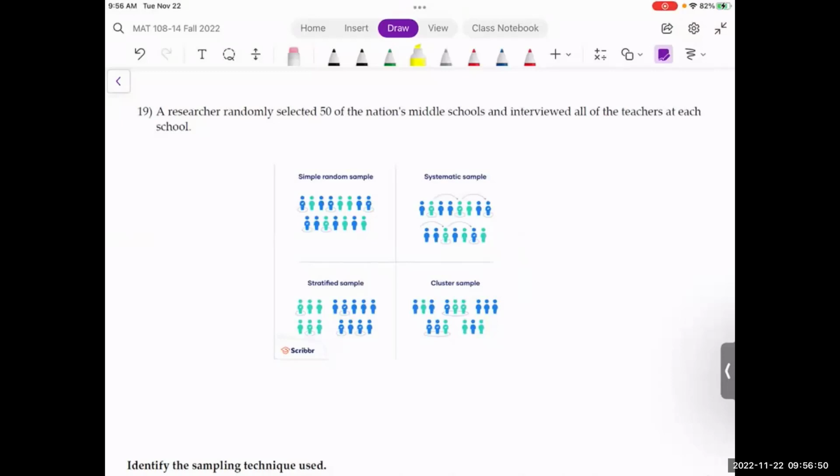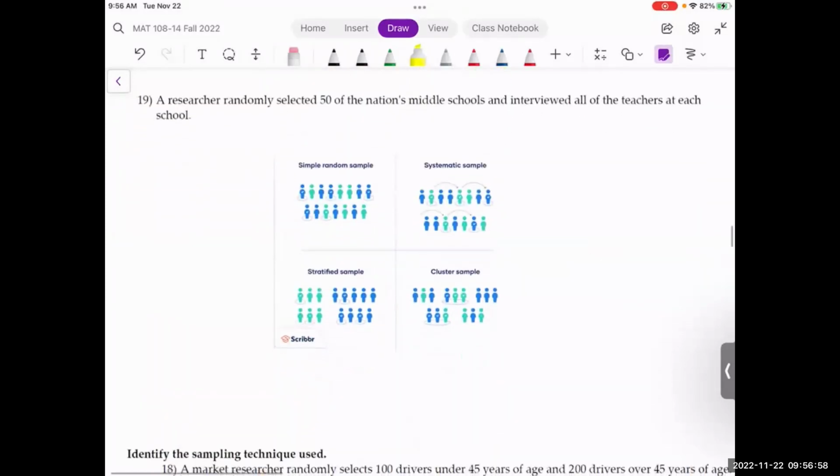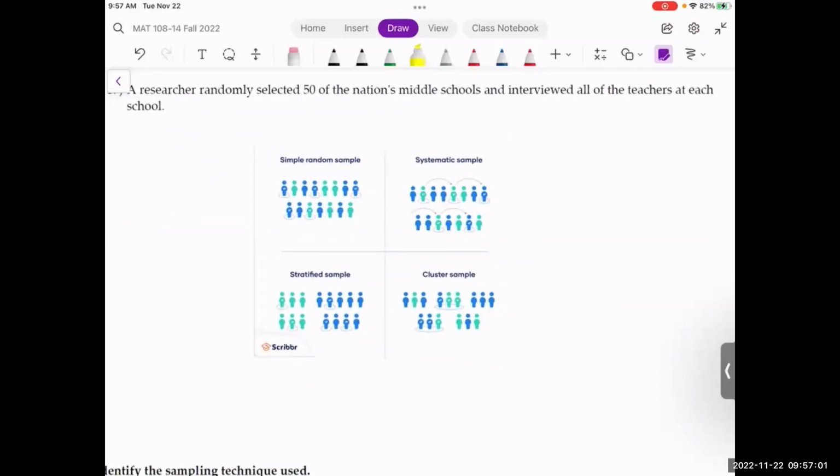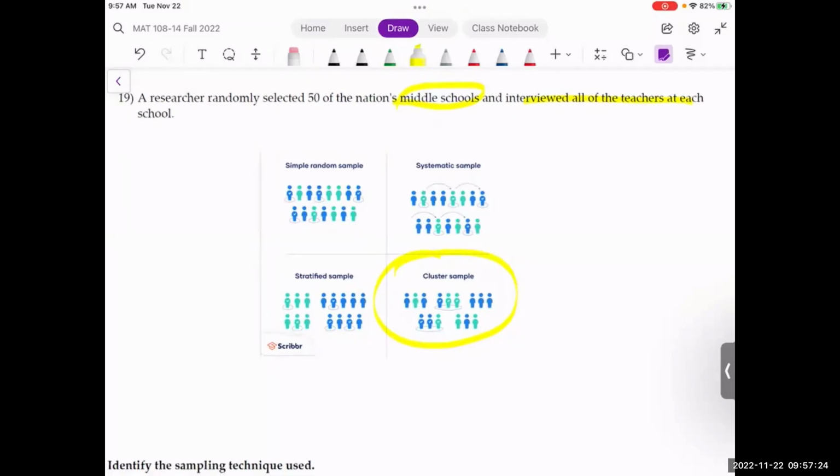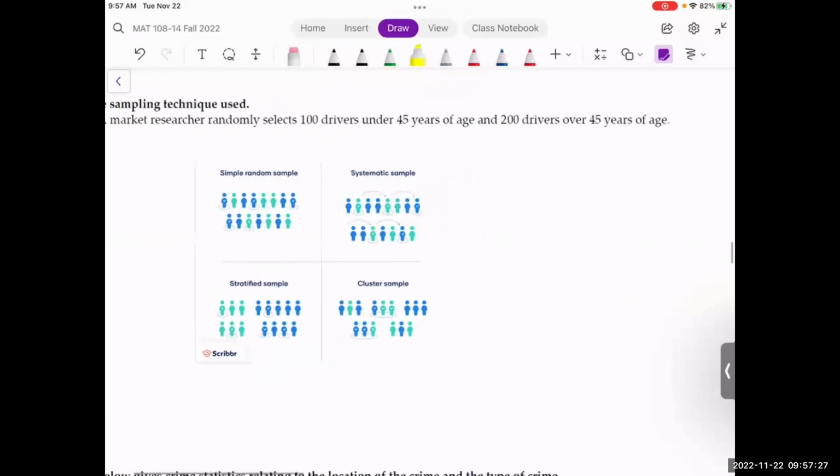Okay, for this one, number 19, right? Is it 19? Yeah. So number 19, we have cluster. Again, the difference between cluster and stratified is the location, right? They are getting the schools and interviewing all the teachers in the middle schools. Basically, you select the school at random, but it's the location that matters here, right? Anyway, let's go to the last one of these.